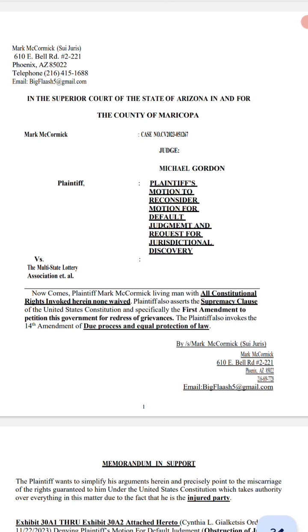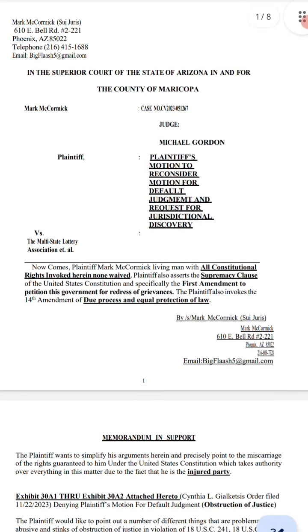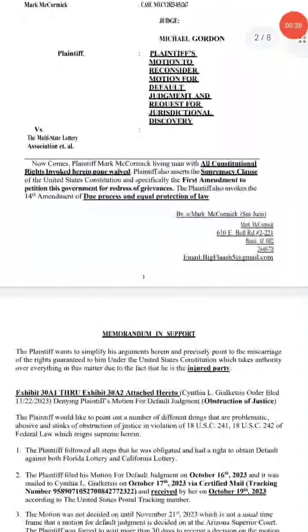Okay, we're gonna get into this. This is about to be terrible. So we want to start off by letting you guys know what this is. This is a motion for reconsideration for a motion for default judgment and request for jurisdictional discovery.